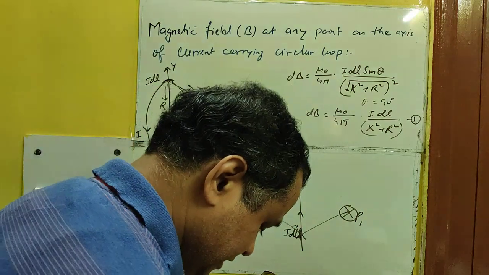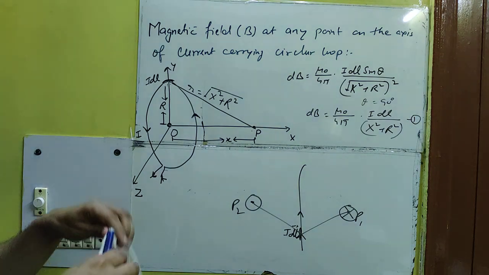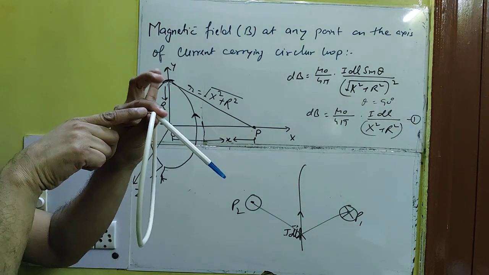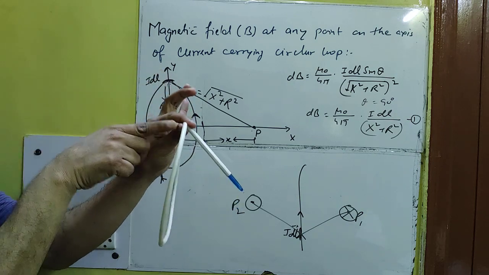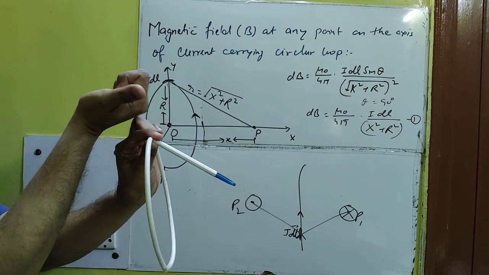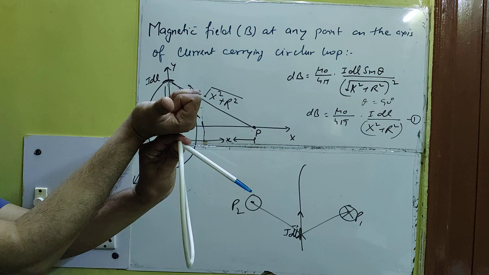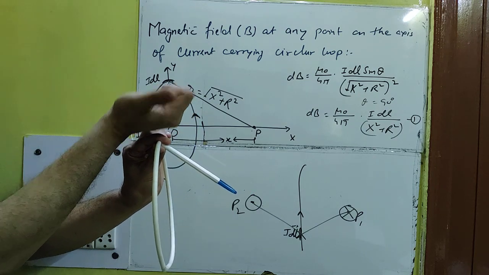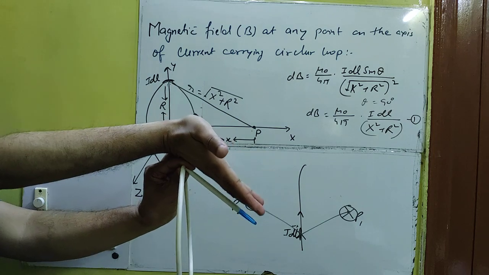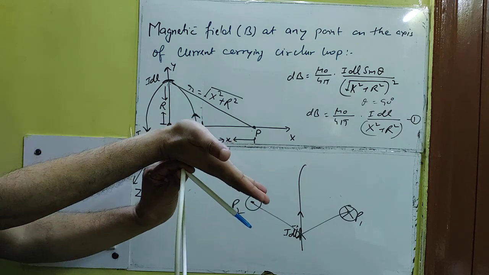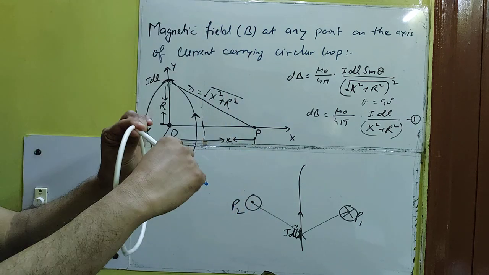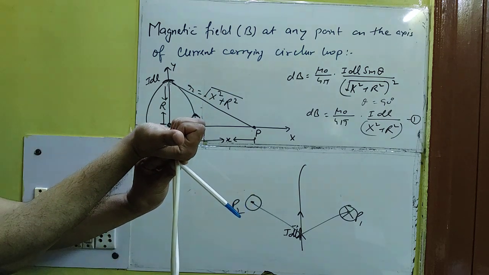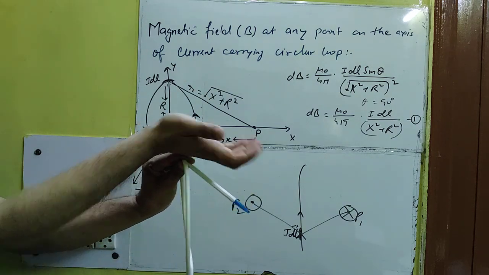Now look at the 3D structure. This one is your I dl. The current is outward. Put your thumb in the direction of current, that means outward, and the fingers towards the point where we need to find the magnetic field. The point is here. So the direction of the magnetic field will be perpendicular to your palm, that means perpendicular to this pen. Again, this is the direction of the magnetic field at the point.